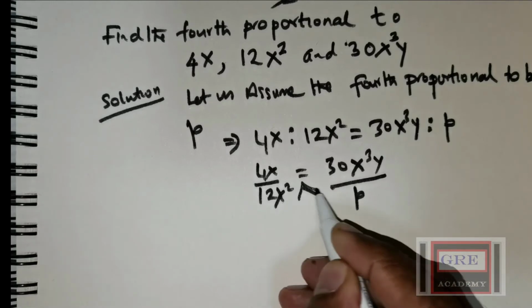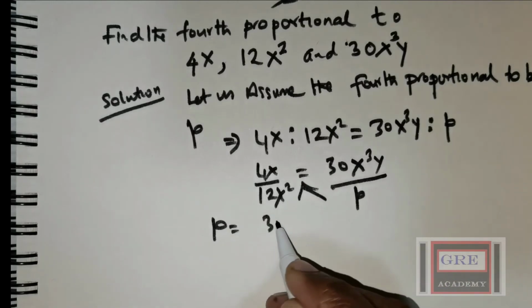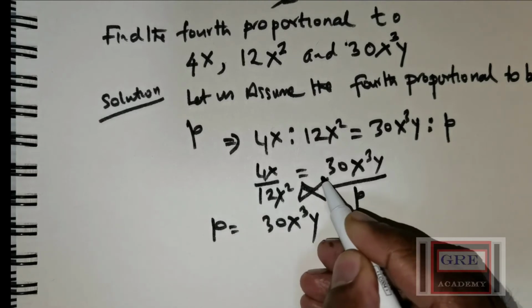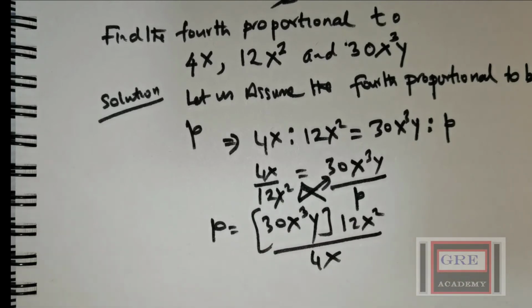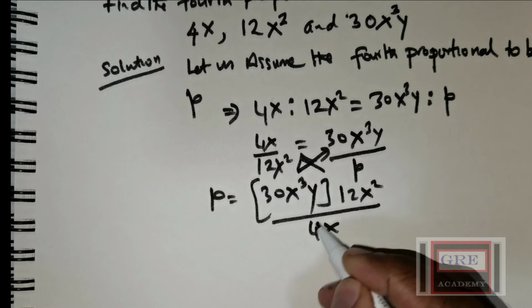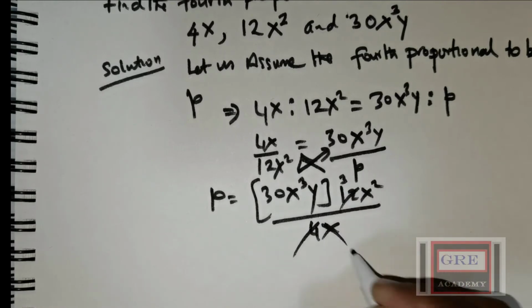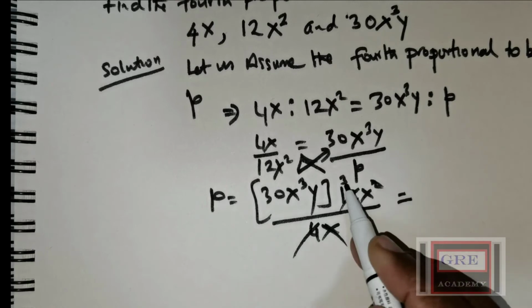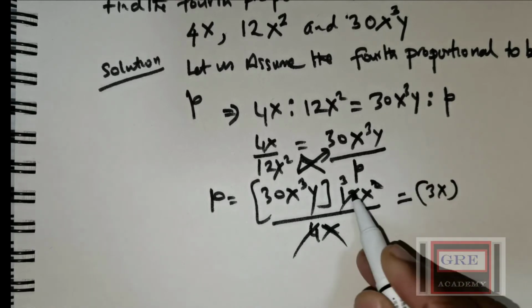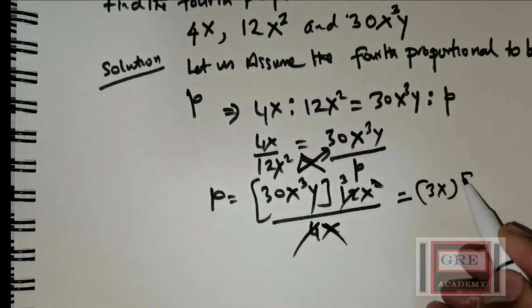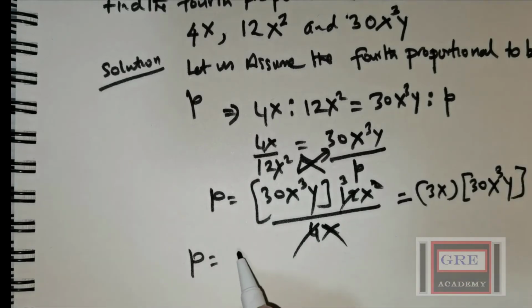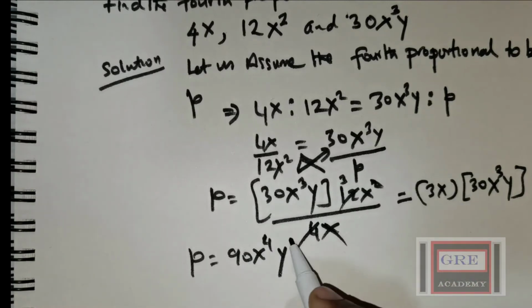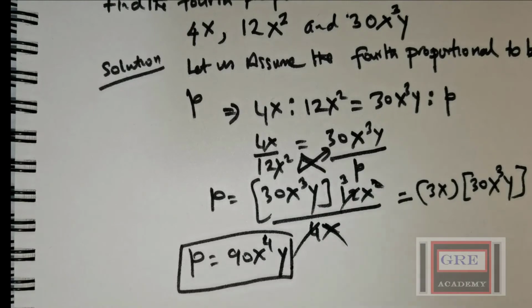If I were to move p to the left, it would be p is equal to 30x cubed y. I'm moving 12x squared to the right and then bring this 4x down. So clearly 4 divides 12 3 times. x and x can be cancelled. So that's going to be 3x, and this is going to be 30x cubed y. So the fourth term is going to be 90x to the power 4 times y. So that would be the solution for this question.